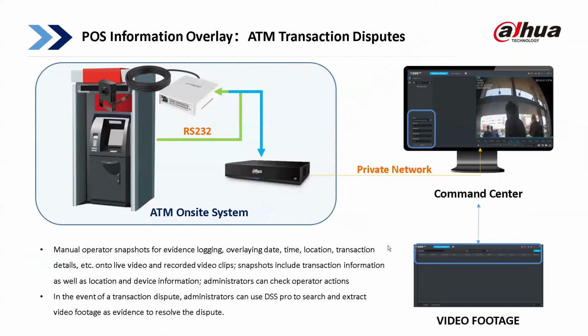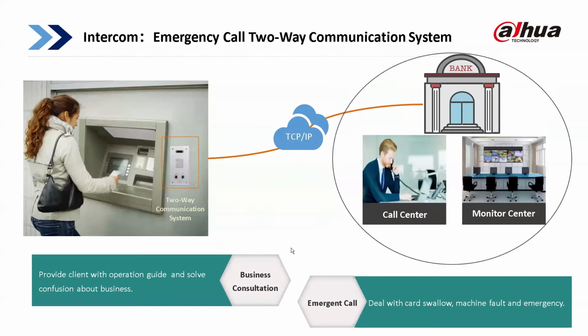Then for information overlay, we have a POS system. So based on the camera that we get, we'll overlay the transactions that are happening through DSS, and we can always use this to help solve challenges of conflict at the ATM.